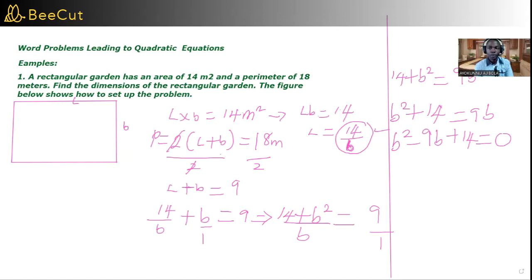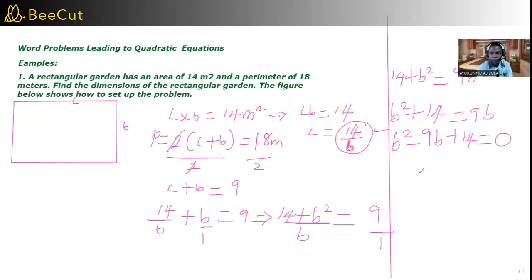The job is to look for two numbers that multiply to give 14 and add to give -9, and that is -2 and -7. So -2 plus -7 gives us -9, and -2 times -7 gives us +14, as we have there. So we're going to continue from that place.